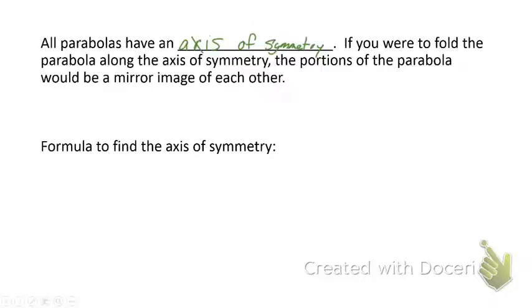So the way we find the axis of symmetry is by using this formula. If we know the equation is y is equal to ax squared plus bx plus c, then the axis of symmetry is x is equal to negative b divided by 2 times a.